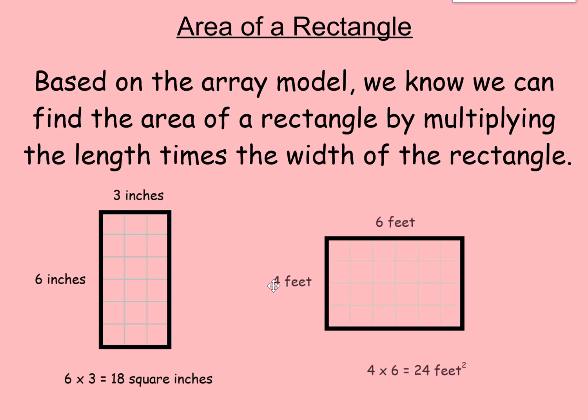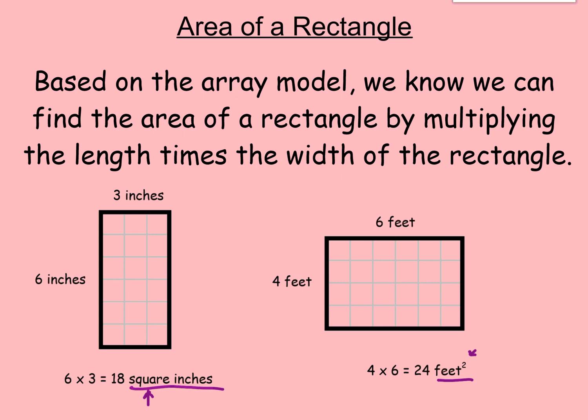Looking at this one, this is 4 feet by 6 feet. So it is 4 times 6, which is 24 feet squared. Just as a point, this and this, we can say it either way. We can use a little 2 and say feet squared, or we can say square inches, your choice.